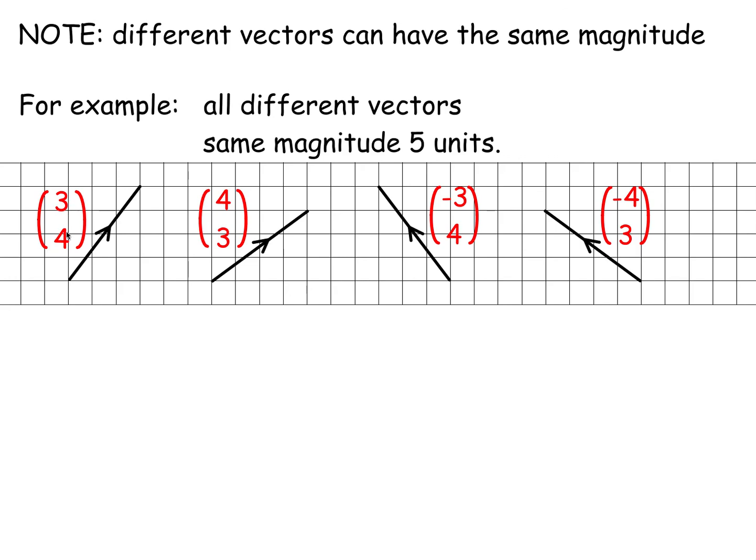These vectors are all different vectors because the components are different. However, they've got the same magnitude because 3 squared plus 4 squared, square root it, is 5. Square root of 4 squared plus 3 squared is 5. Square root of negative 3 squared plus 4 squared is 5, and same with this one. So you square the numbers, you add, you take the square root, you're going to get the same answer each time, 5. These are all 5 units long, but they are different vectors. They're all heading in different directions, although they're the same size. So they're different vectors, but they've got the same magnitude.